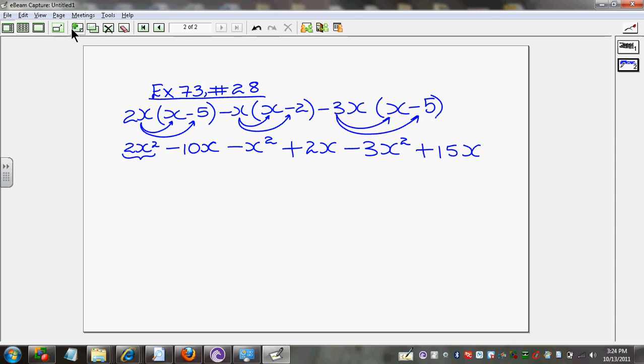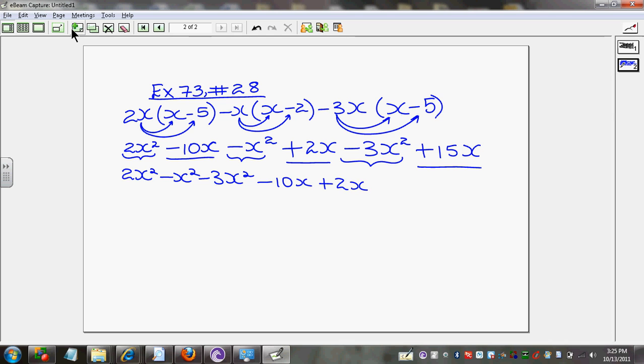Then the next step is to group like terms and evaluate when you group them together. So I'm seeing 2x squared here, minus x squared here, and minus 3x squared here. So you're going to group those three together. Okay, so you have 2x squared minus x squared minus 3x squared. Okay? Then you have minus 10x plus 2x plus 15x. So you write it minus 10x plus 2x plus 15x. Okay, that's what we have so far.